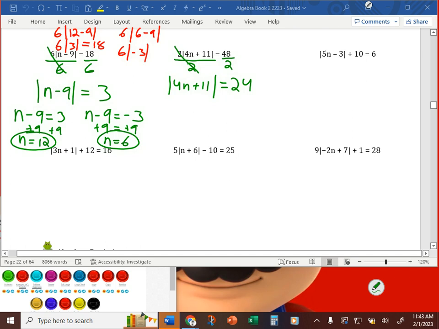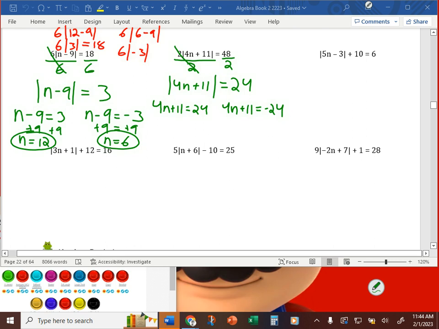What this says is that 4n plus 11 is a distance of 24 from 0. So what could 4n plus 11 be? What are our two equations? Tristan? 4n plus 11 equals 24, or 4n plus 11 equals negative 24. Excellent. 4n plus 11 could be 24, because that's 24 away from 0. 4n plus 11 could be negative 24, because that's also 24 away from 0. Right?